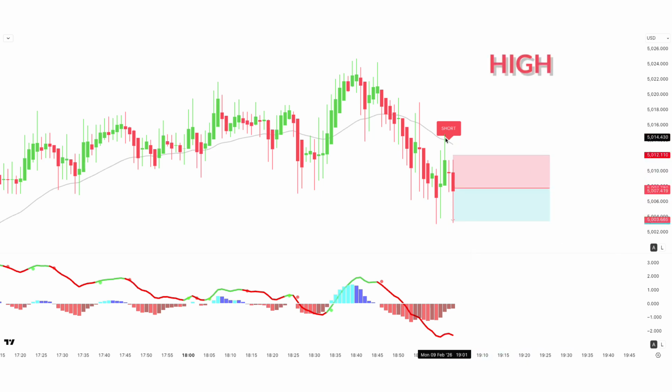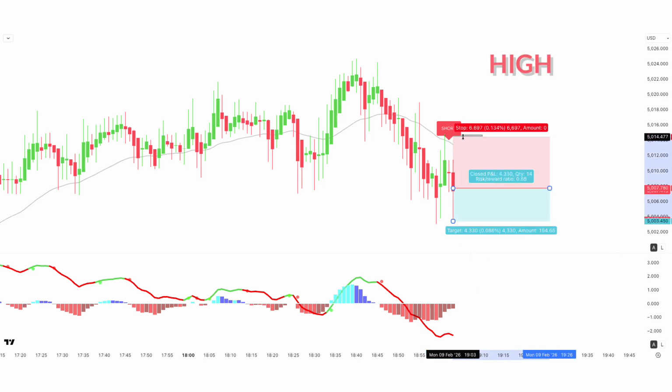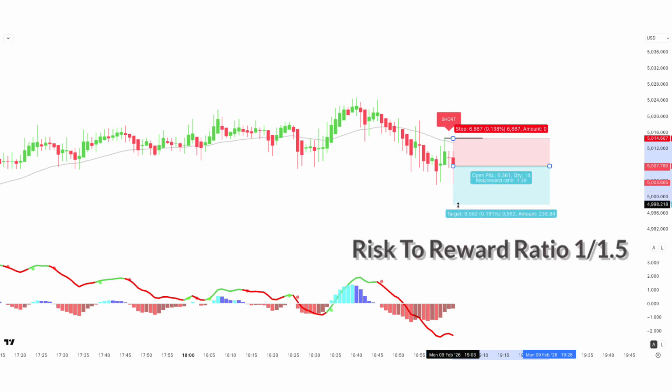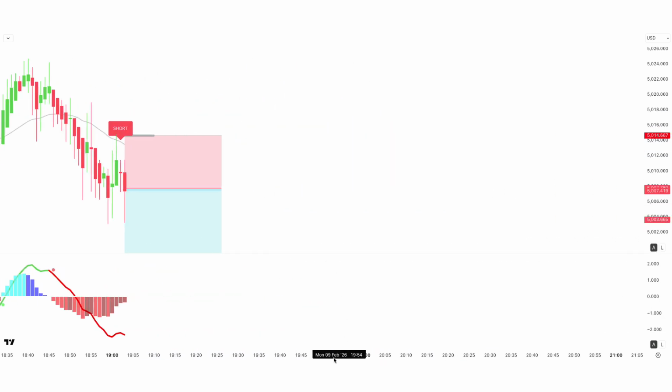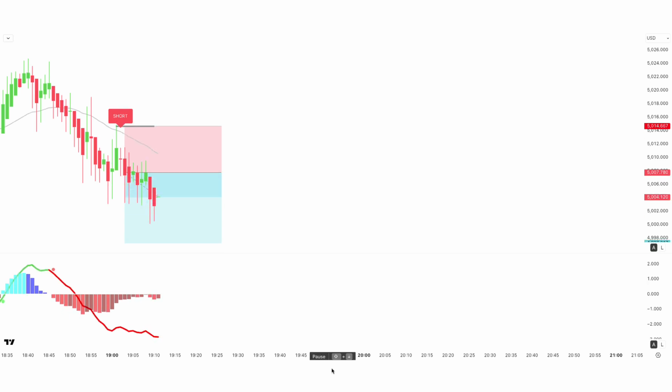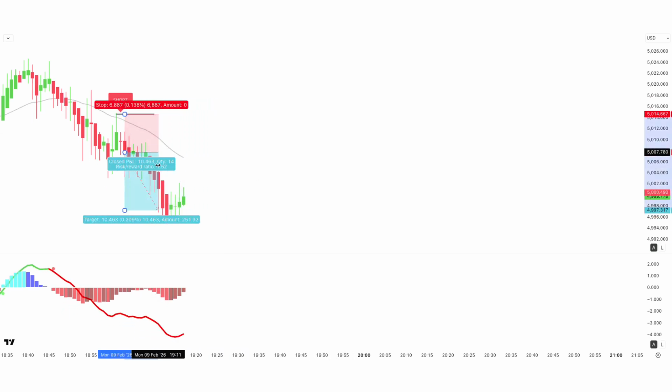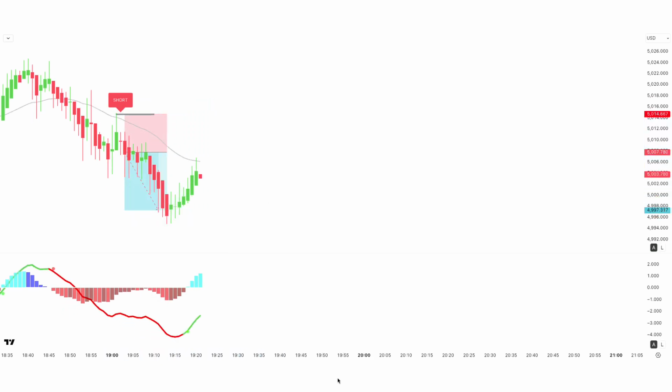Our stop loss is to be placed at the previous high of the market, and the risk-to-reward ratio will be 1:1.5. The market has completely hit the target. Let us now understand the long position.